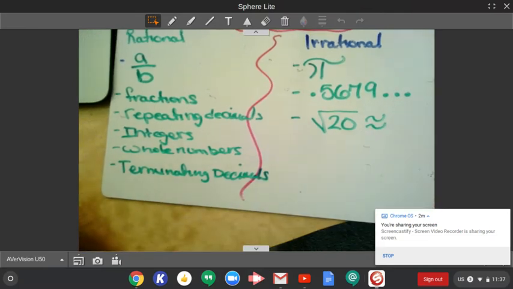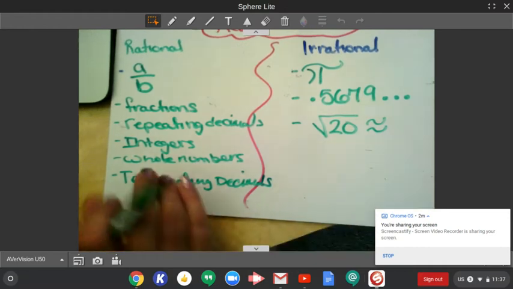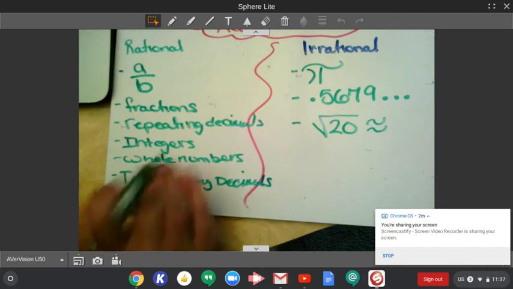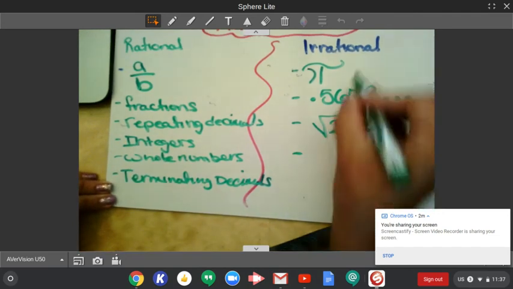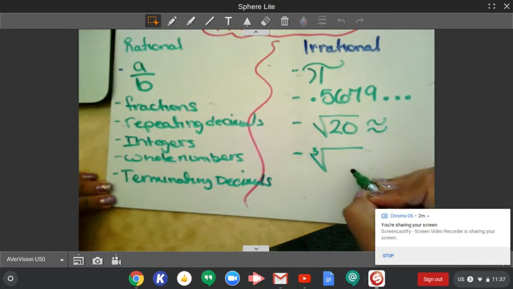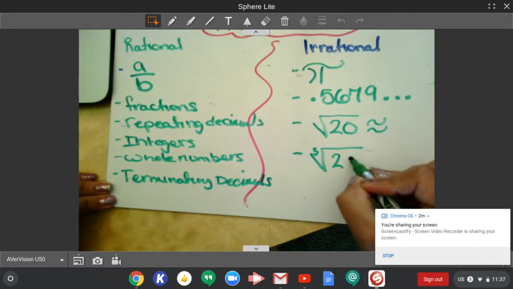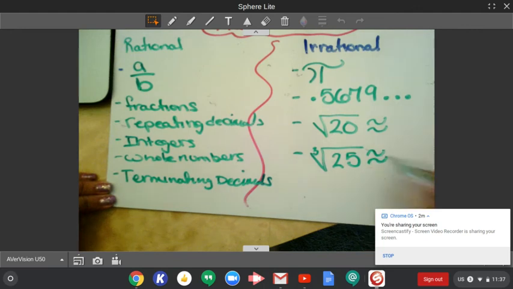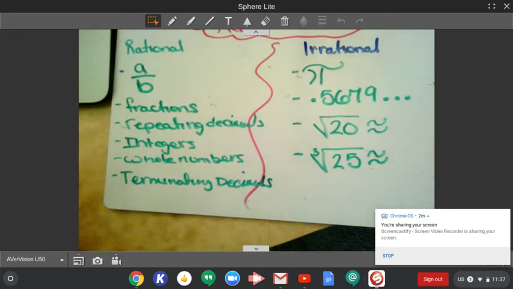Therefore, it is irrational. If you try to take the square root of a number and you do not get a terminating decimal or a whole number, it is irrational. And the last one I'm going to go over here is cube roots that you cannot take. For example, the cube root of 25. There is no number that times itself 3 times equals 25. Therefore, that is an irrational number.